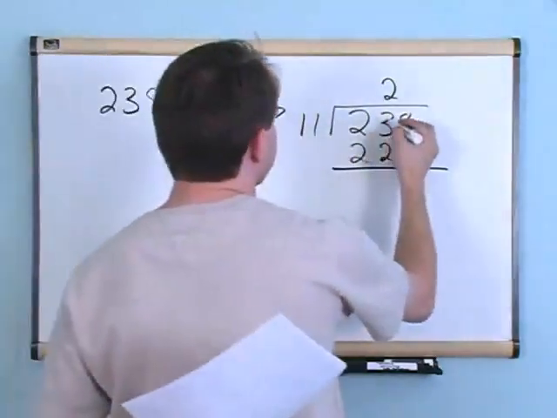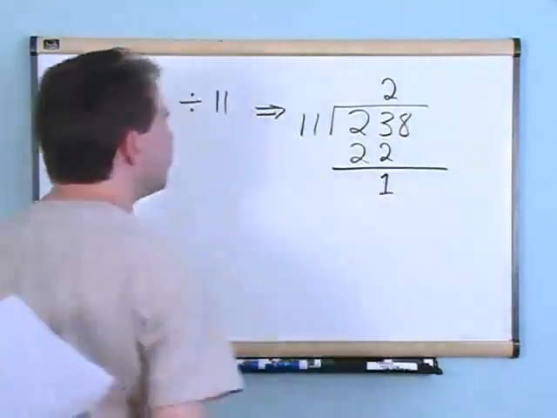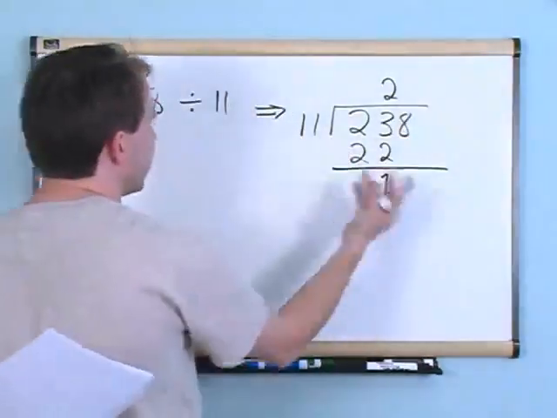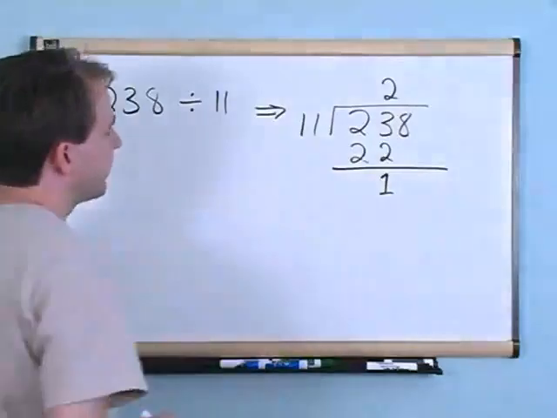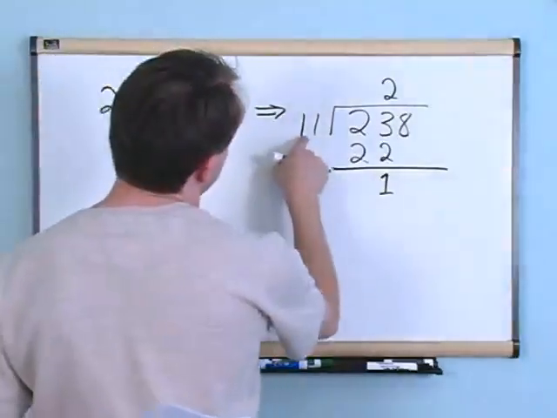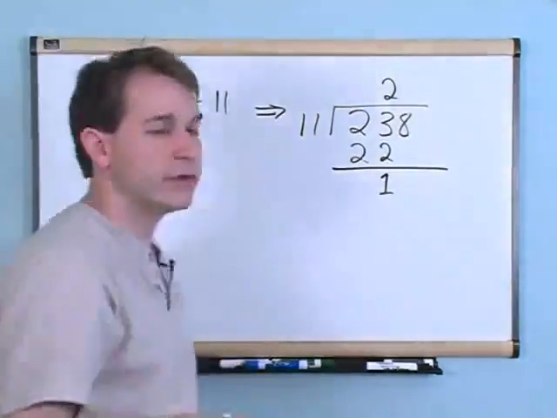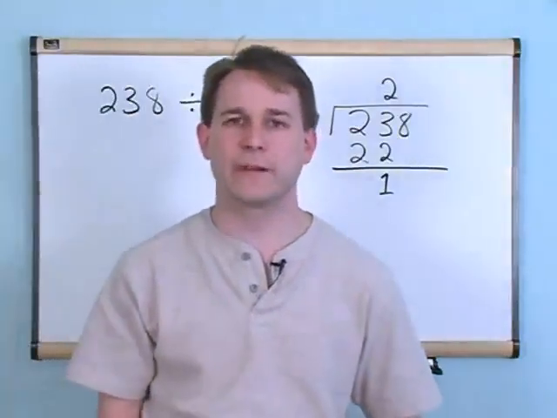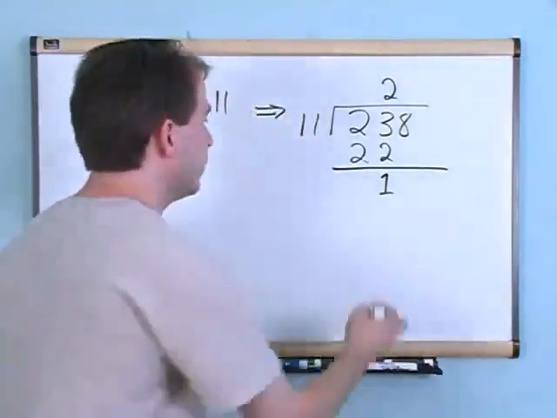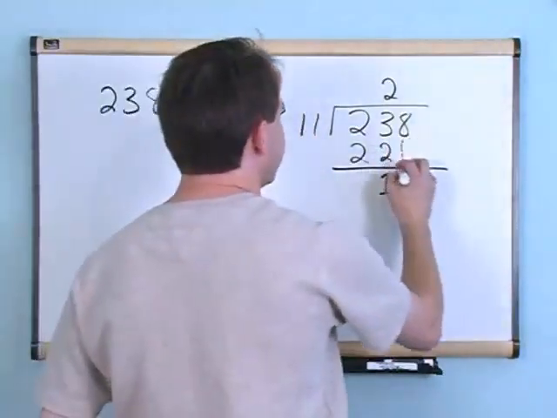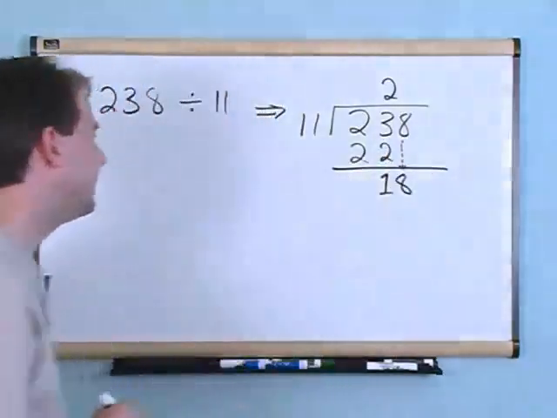So let's go ahead and do a subtraction. 3 minus 2 is going to give you 1. Okay? 2 minus 2 is going to give you 0, so you don't even have to write that here. So the next thing you do is you say, well, can 11 go into 1? Can 11 be divided into 1? Well, no, it can't because 1's too small. So let's drag this 8 down here and make it 18.